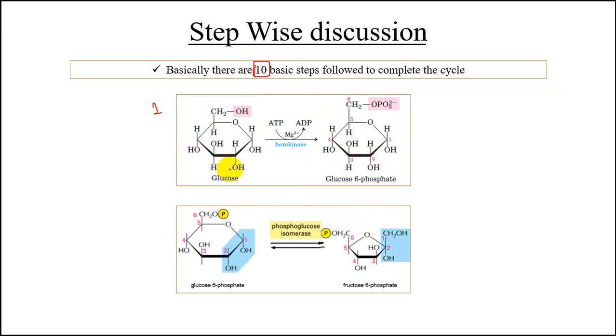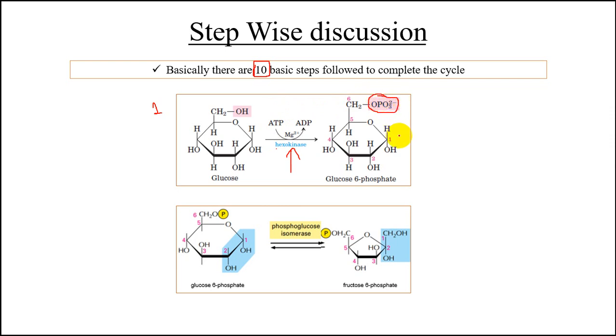First step: glucose, as we know, is a 6-carbon molecule. The 6-carbon molecule glucose is converted to glucose 6-phosphate with the help of hexokinase. This is the enzyme hexokinase. It is the enzyme that catalyzes the conversion of glucose into glucose 6-phosphate. What happens here is phosphorylation.